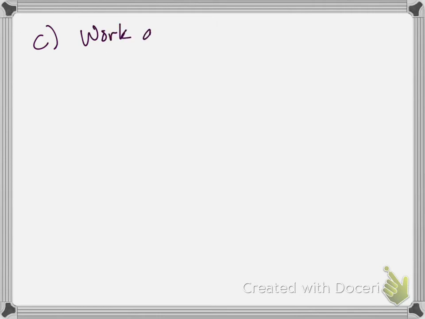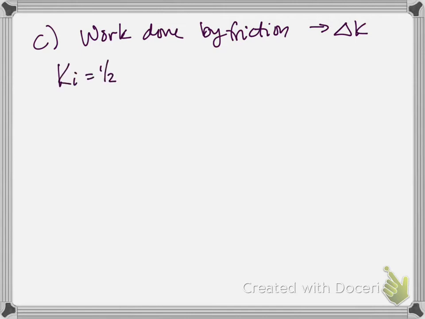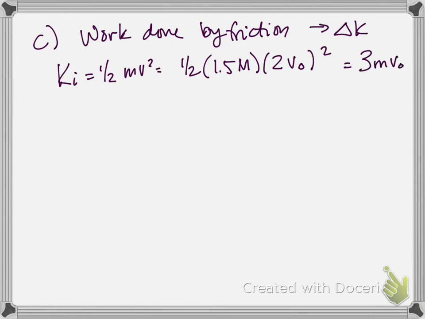So the work done by friction causes a change in kinetic energy from whatever it was originally to 0. So the initial kinetic energy of this block after the collision is 1/2 mv squared. Now remember, the mass of that big block is 1.5 m. The speed of that big block after the collision is 2 v naught. So I get 3 m v naught squared for the initial kinetic energy of the big block. The final is going to be 0. So the change in kinetic energy is going to be 3 m v naught squared.